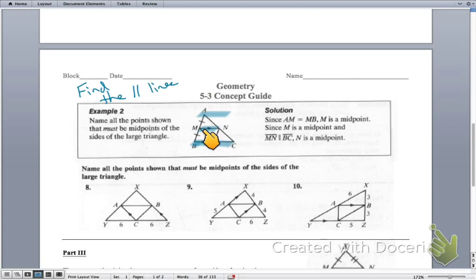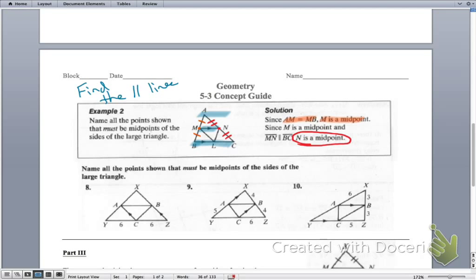And because MN is parallel with BC, if the segment MN starts at this midpoint and is parallel to the third side, N also has to be a midpoint. That is this in action. If M is a midpoint, then N also is a midpoint because of the mid-segment that it is parallel to. Let me do number 8 with you.